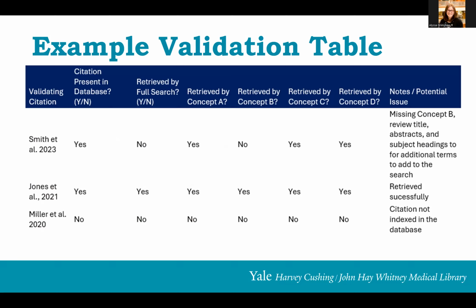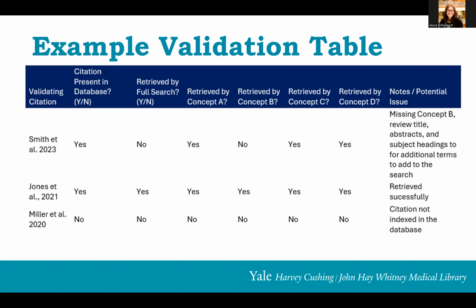And so if the citation is not available in the database, I would recommend that you check out Ulrich's Web, which is a database that indexes journals and provides information about the indexing of journals. So you would check the journal name within Ulrich's Web, and then you could identify the databases that index this journal, and then consider adding those in your protocol as a database that you're searching.